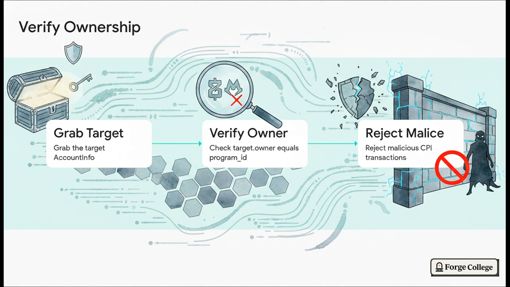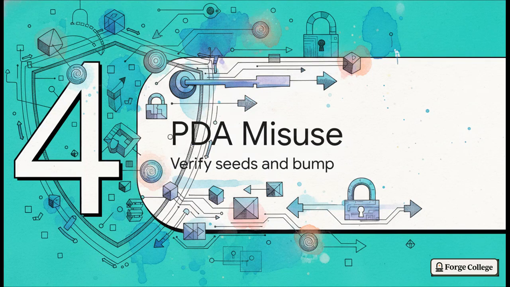Step 3. Reject the transaction. Golden rule here, never ever operate on an account without verifying its owner first. Up next is our final major failure mode. Section 4. PDA derivation and misuse. Verify the seeds and the bump.